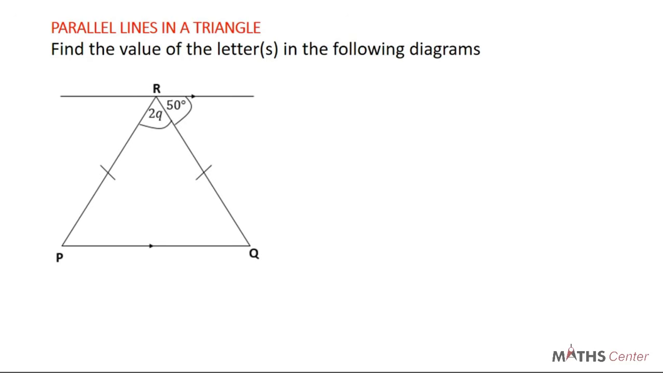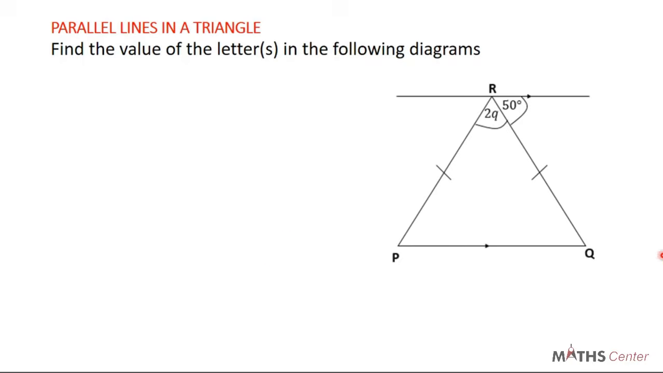So, parallel lines in a triangle. You are being told to find the value of the letters in the following diagram. Here we have just one letter, which is the letter Q. So we are going to find the value of the letter Q in this diagram. Now you can see from this diagram that this is a parallel line. PQ is also a parallel line.